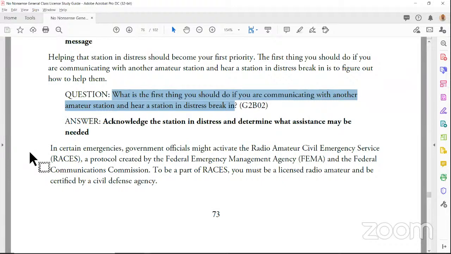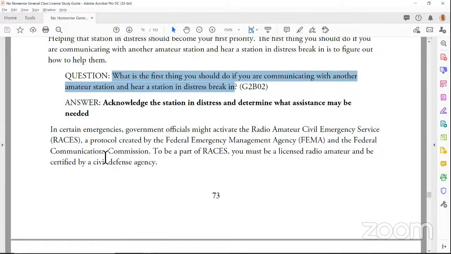All right. What is the first thing you should do if you are communicating with another amateur station and hear a station in distress break in? Two amateurs are talking, having a nice conversation about some topic, and then they hear a distress call. What should they do? Acknowledge the station in distress and determine what assistance may be needed. Again, a fairly straightforward answer.